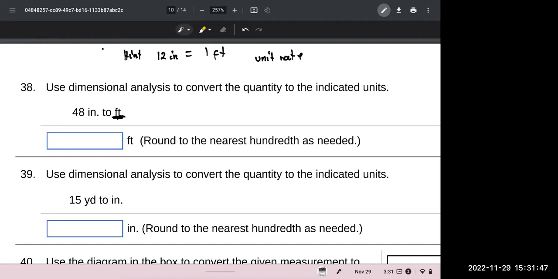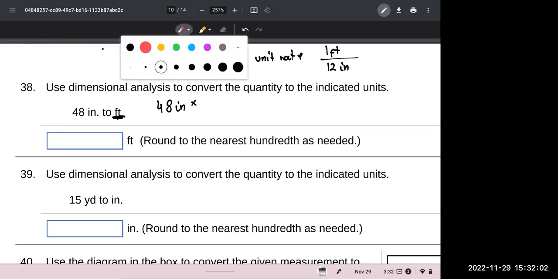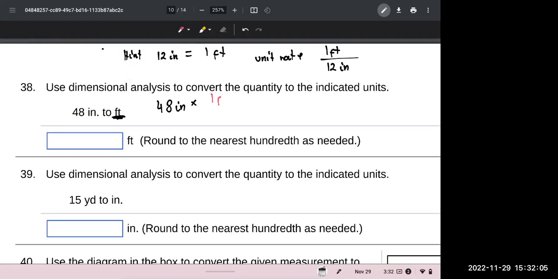So our unit rate will have 1 foot as numerator, and the old units with inches will be in denominator. So you take that 48 inches and you multiply by unit rate. New unit stays in numerator, old unit stays in denominator. Okay, so let's do it. So this one, inches will cancel, and you end up with 48 times 1 foot divided by 12. So 48 divided by 12, that will give you 4 feet.